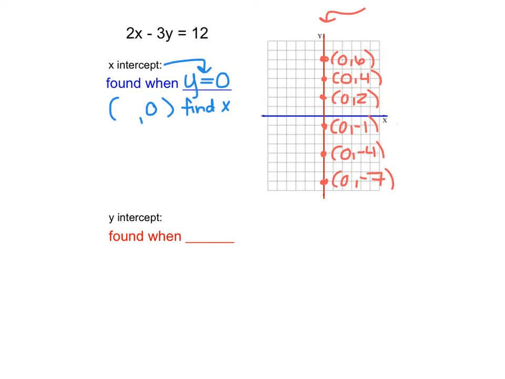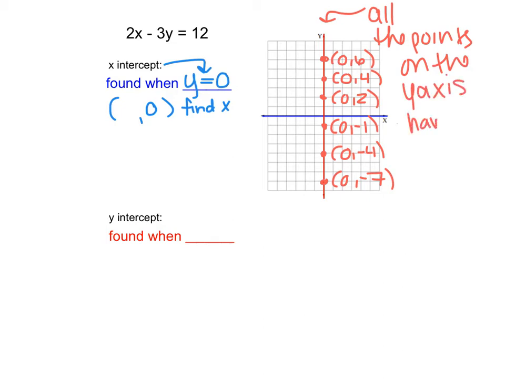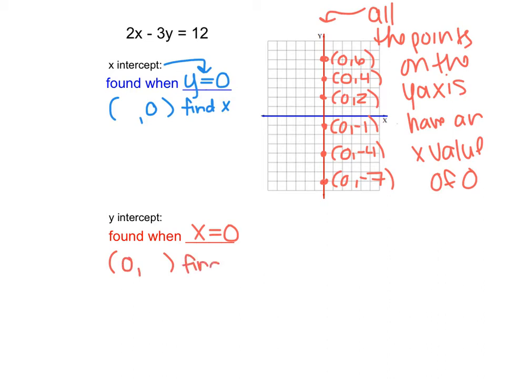And what I notice on the y-axis is that all the points on the y-axis have one thing in common. All of these points on the y-axis have an x value of 0. So that's telling me that my y-intercept point, since it's found on the y-axis, is found when x is equal to 0. So my y-intercept point is a coordinate where x is 0 and I need to find y.